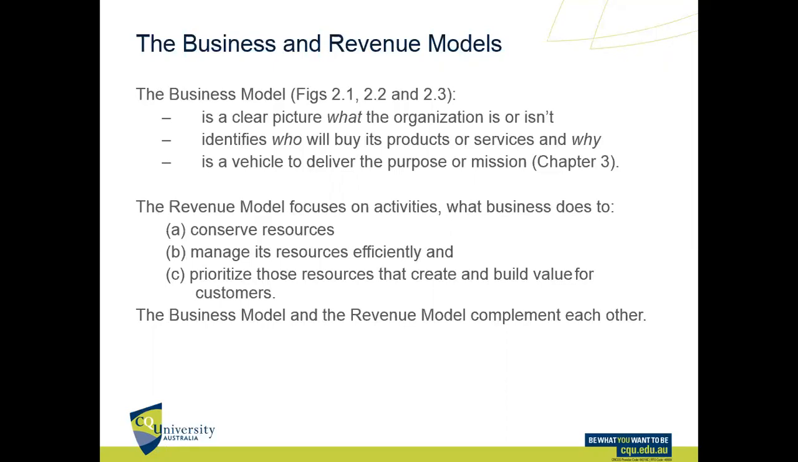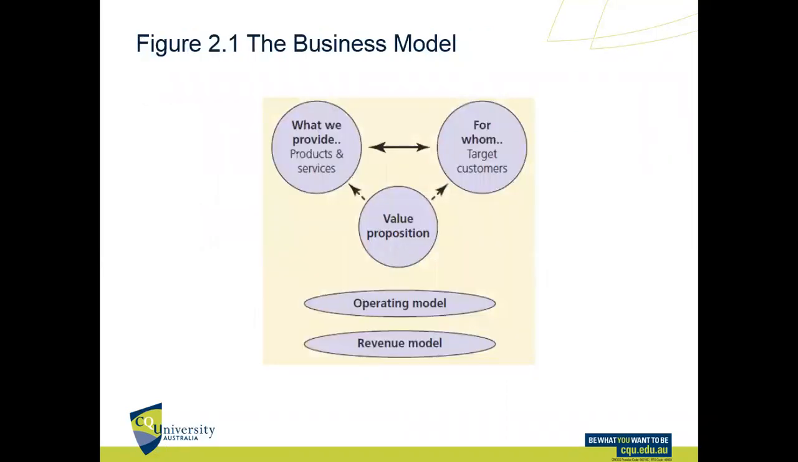The revenue model focuses on activities, what the business does to conserve resources, manage resources efficiently, and prioritize those resources that create and build value for the customers. Note that the business model and the revenue model complement each other. So the first part of the business model is the value proposition, but we also have the operating model and revenue model, which we'll cover in the next couple of slides. But the first bit is the value proposition model.